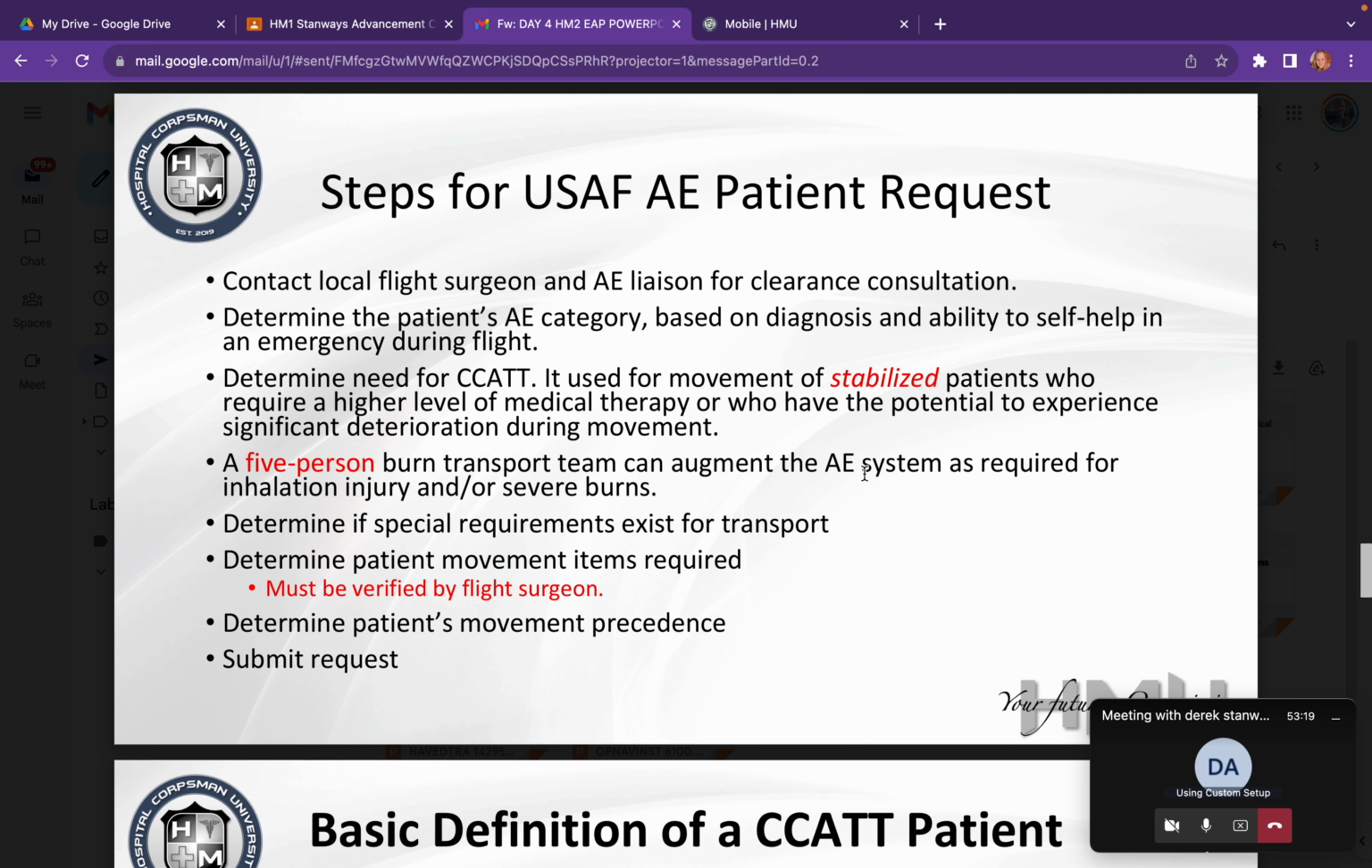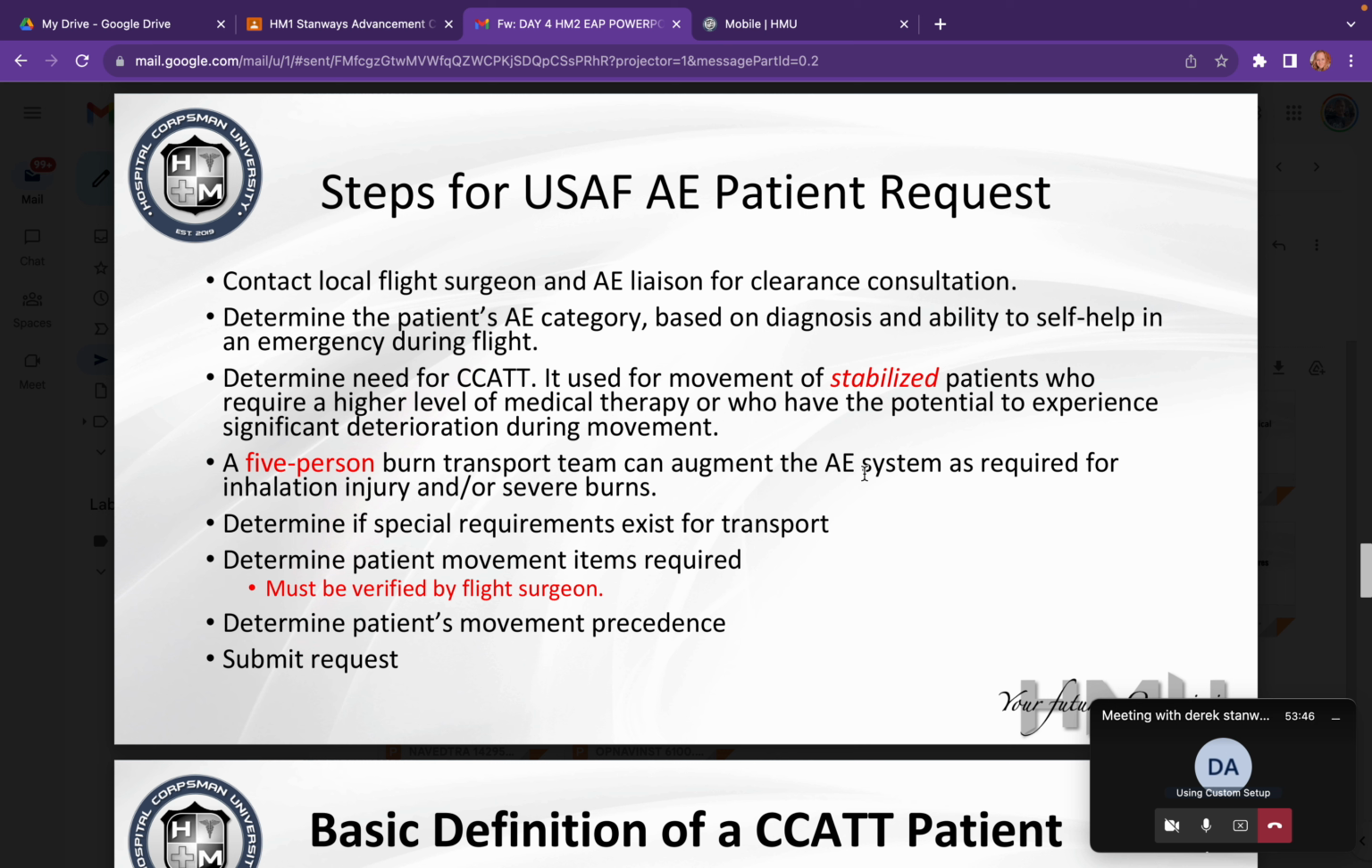Alright, so steps for request. Contact local flight surgeon, AE liaison, or AELNO for clearance consultation. Determine the patient's AE category based on diagnosis and ability to self-help in an emergency during flight. Determine need for CCAT. So again, CCAT, Critical Care Air Transport Team, is used for movement of stabilized patients who require high level of medical therapy or who have potential exposure to significant deterioration during movement.